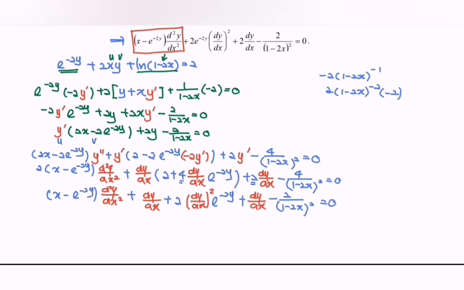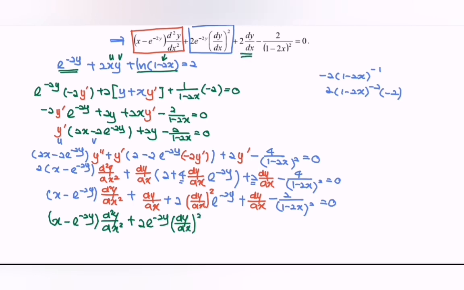Next, focus on this part. Notice that we have the situation. So we have x minus exponent negative 2y bracket, we have the second derivative, and then plus we have the situation 2 exponent negative 2y, and then bracket we have the first derivative bracket square.